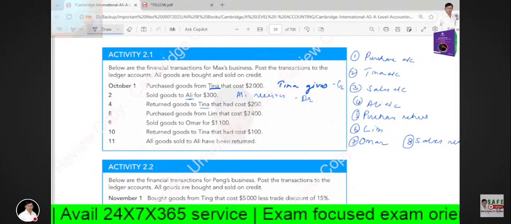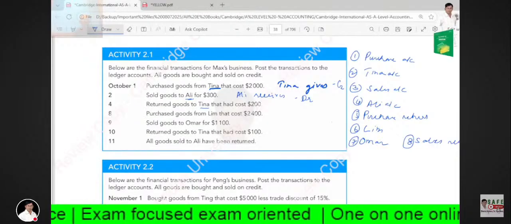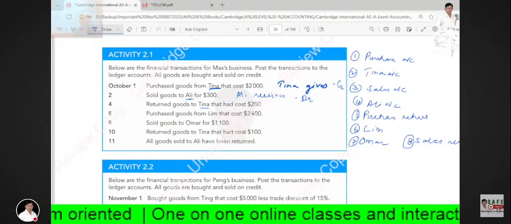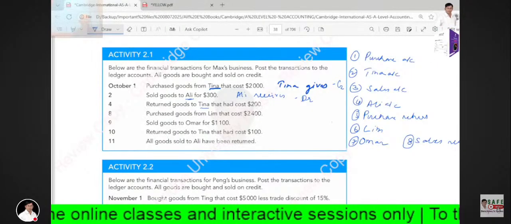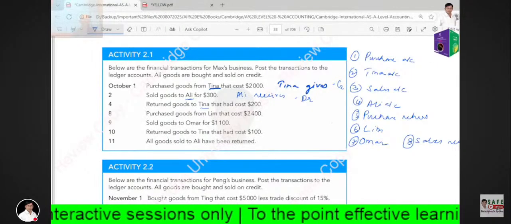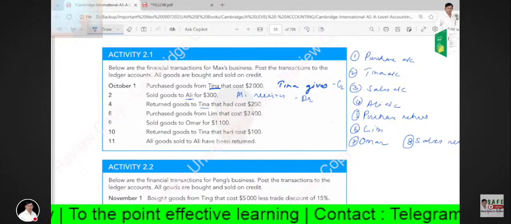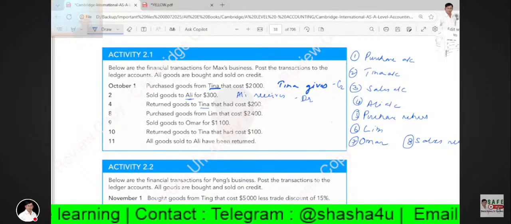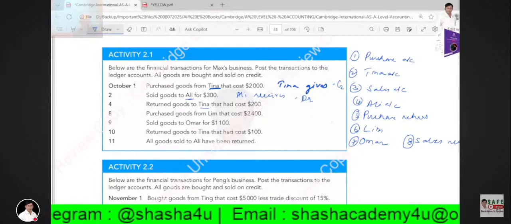A lot of students get confused with personal accounts. The rest of the accounts they do easily. Nominal accounts, expenses, they write off as an expense. Income account they write off. Revenue account they also write. Assets account, debit what comes in, credit what goes out, that also they write. But in personal accounts they miss.